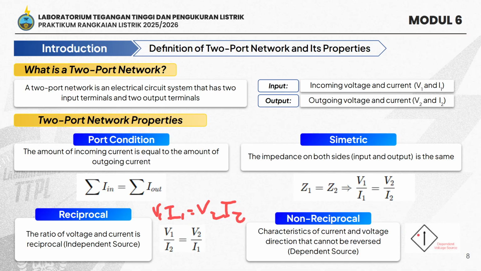And it applies to dependent sources. In circuit terms, the dependent source is often drawn as a triangle, but the independent source is drawn in a circle form. That's the difference, okay?